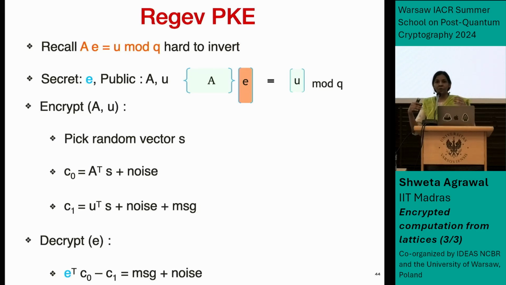So if it's 0, it's 0. If it's 1, it's Q over 2. And in order to decrypt, I will take the inner product of my short vector E with C0. That will give me E transpose A transpose S, which is nothing but U transpose S, and then I'll cancel out this mask. So we can think of C1 as a mask on the message, and C0 is a way to cancel out the mask using the secret key. Okay, so the variant of Regev's PKE that we saw yesterday was a little bit different, but hopefully this is fine for everybody.